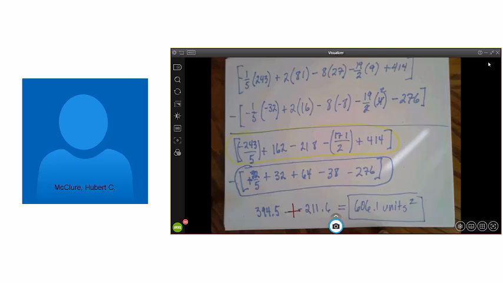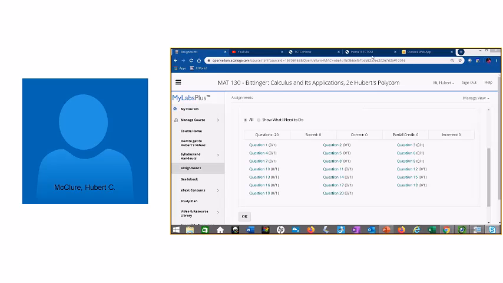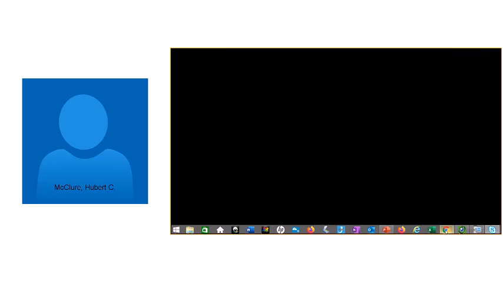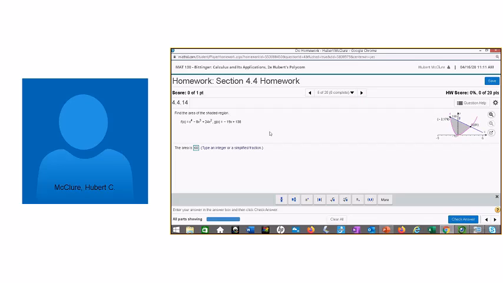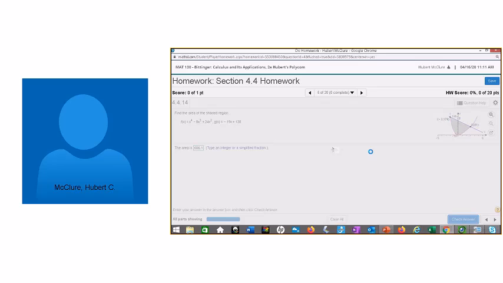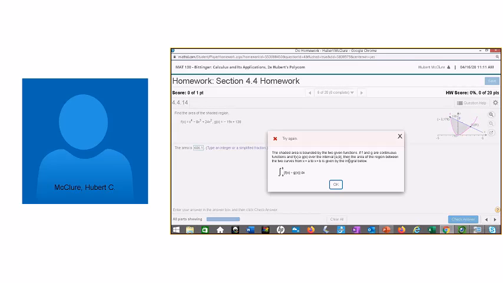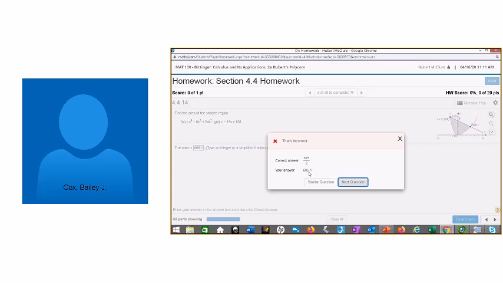But let's see. 606.1. Where's my problem? Did I not have it up? Oh, come on. There it is. 606.1. And it's going to say type in as a fraction. No, nobody does area in fractions in the real world. They want it as a fraction. No, they got something different. So do 875 divided by 2. What did you get? Is this the same problem? Yep. So we've got an error somewhere. 437.5. I'm sorry, what? It's 437.5. So we've got an error somewhere.